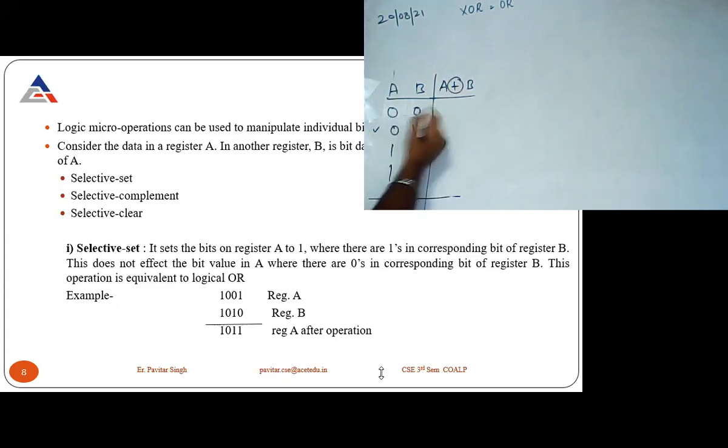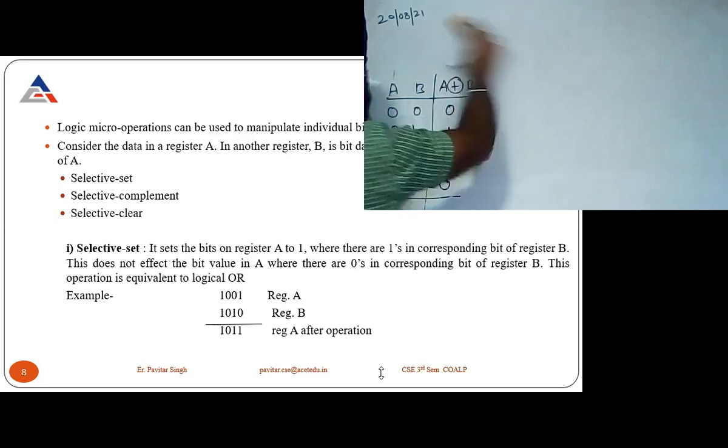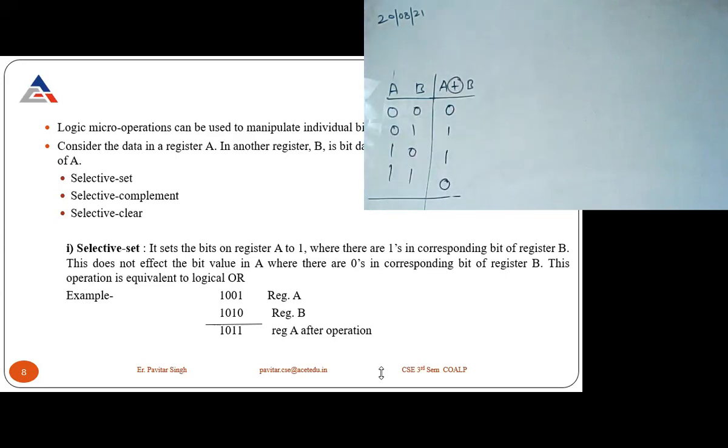It means 0 0 is 0. For 1 1 again it is 0. For 1 0 it will be 1, and for 0 1 it will be 1. So this is your XOR gate.